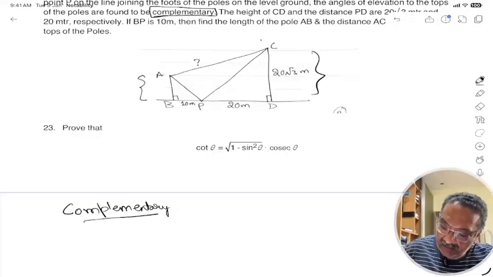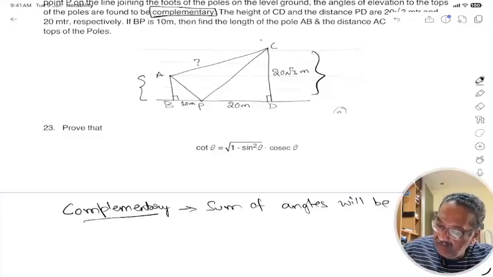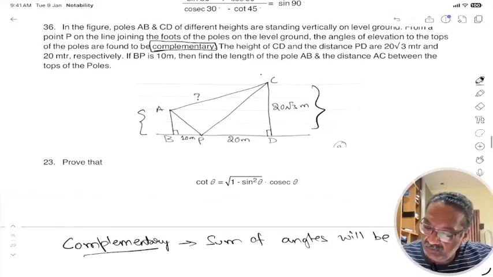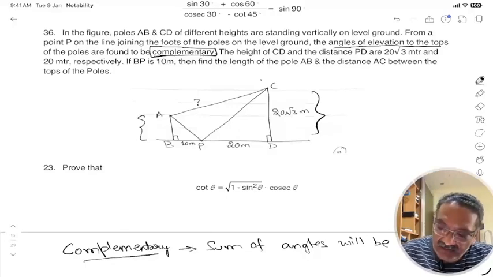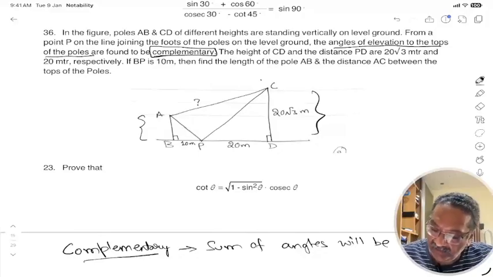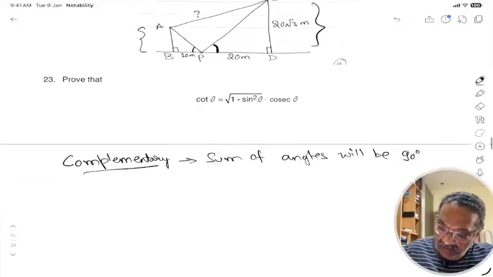Complementary means the sum of the angles will be 90 degrees. Now, which angles are complementary? The angles of elevation to the top of the poles are complementary. Means this is one angle of elevation, this is another angle of elevation.